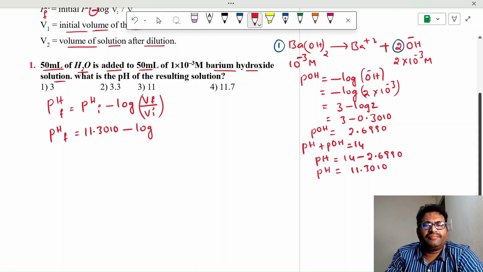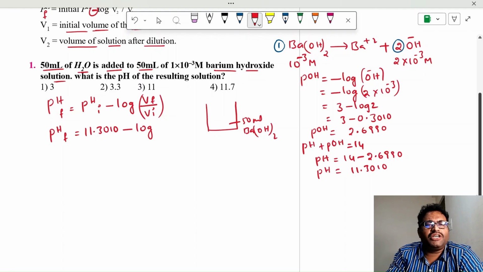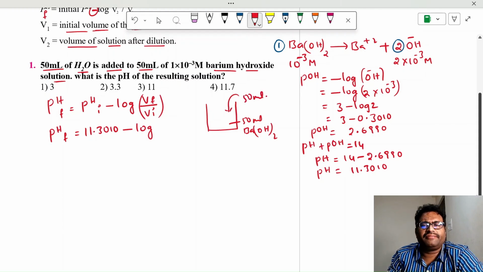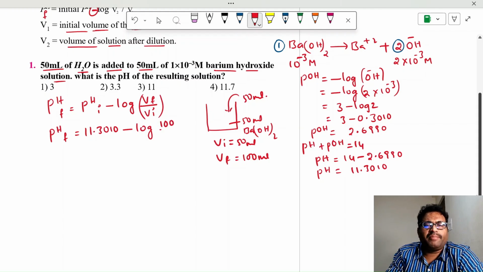V final by V initial. See, there is barium hydroxide solution. Initially 50 ml is there. Now to this 50 ml of water is added. So the initial volume is 50 ml. The final volume, after adding 50 ml, has become 100 ml. 50 plus 50. So what can I write now? 100 by 50.